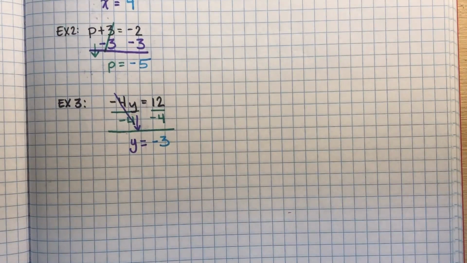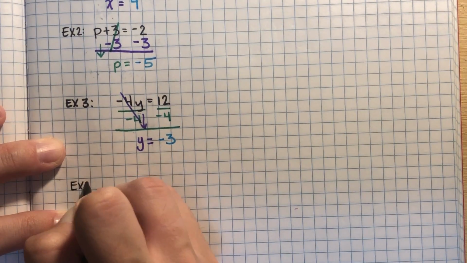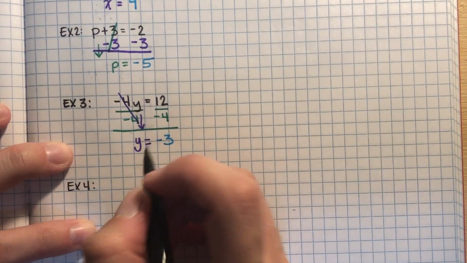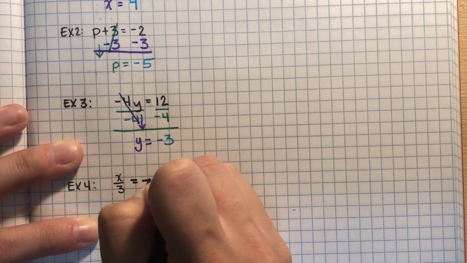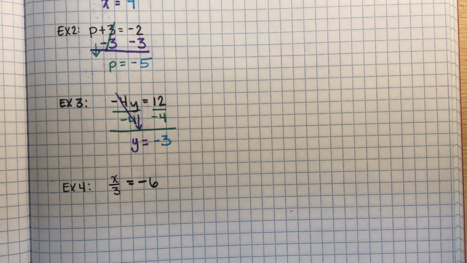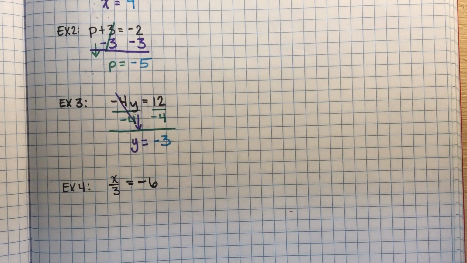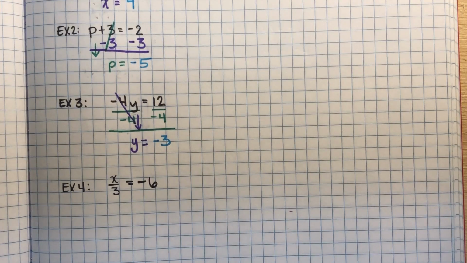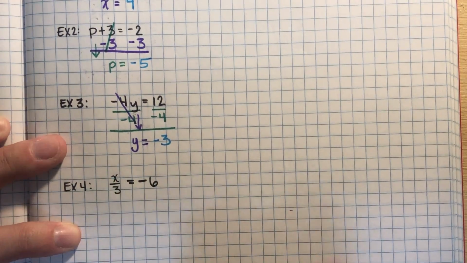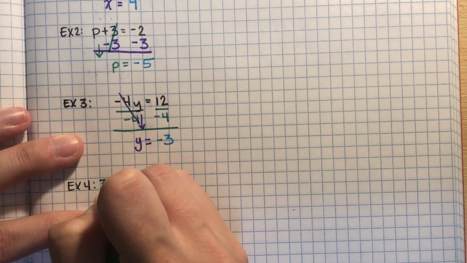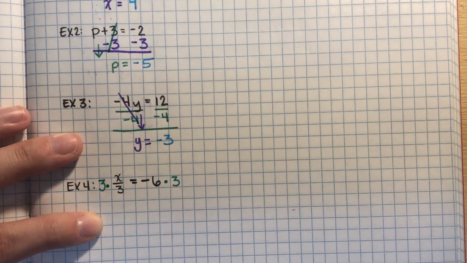All right, this brings us to our last example, example 4. For example 4, we might have something like x over 3 equals negative 6. So when we have x over 3, this fraction bar, as we've talked about, can also mean division. The opposite of division is multiplication. So we're going to multiply both sides by 3.